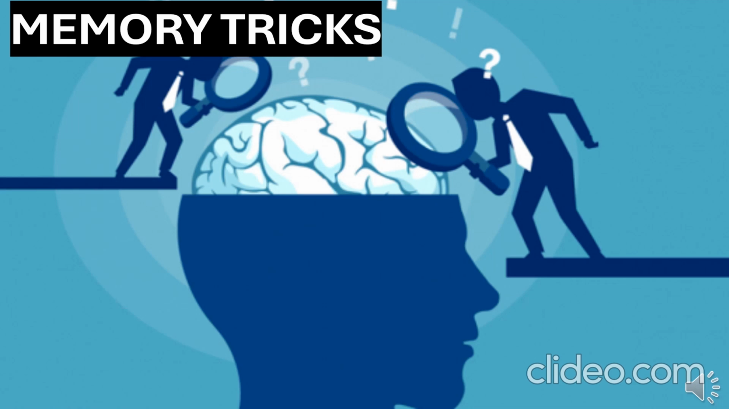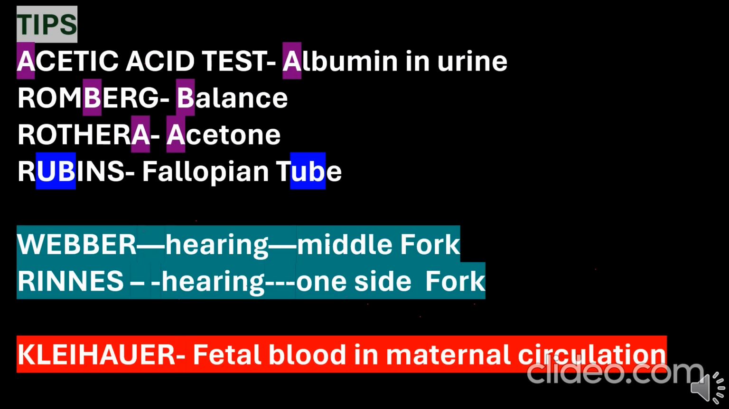Now let us see about some memory tips and tricks for connecting the topics. This will help you to avoid confusion about various options in exam hall. Now let us go to some memory tips. Acetic acid test, albumin in urine. A is highlighted. Romberg balance.